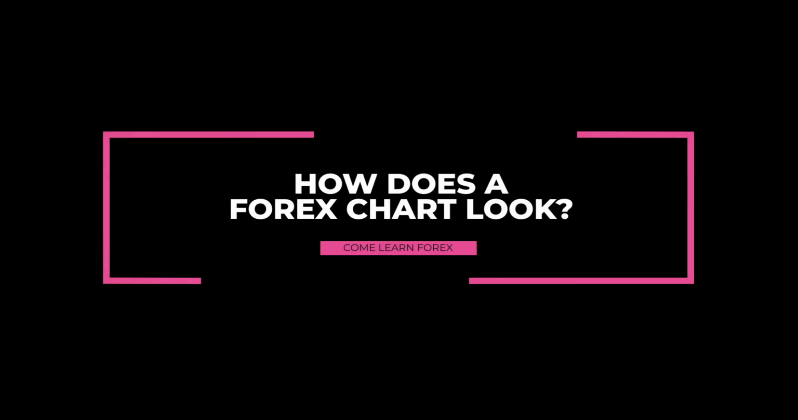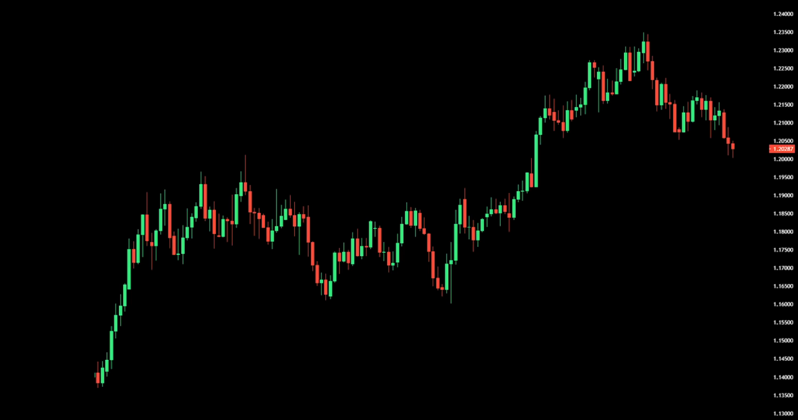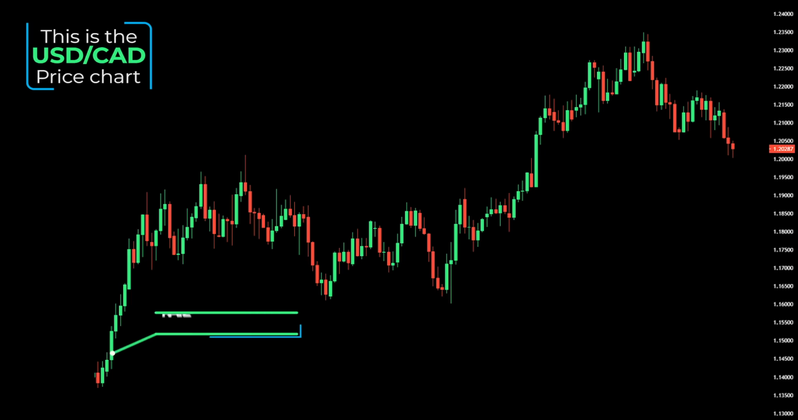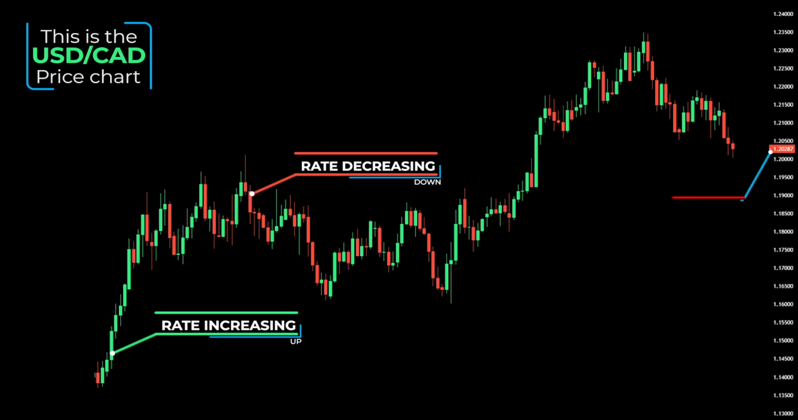So how does the Forex chart look? This is a Forex chart. In this particular example, we will have a look at the United States dollar versus the Canadian dollar's exchange rate. We can see green candlesticks which illustrate the exchange rate moving up or increasing. We could also see red candlesticks which illustrate that same exchange rate going lower or decreasing. Lastly, on the right-hand side, we can see the price ruler, which illustrates the current price, which is sitting at 1.20287 at the current moment.